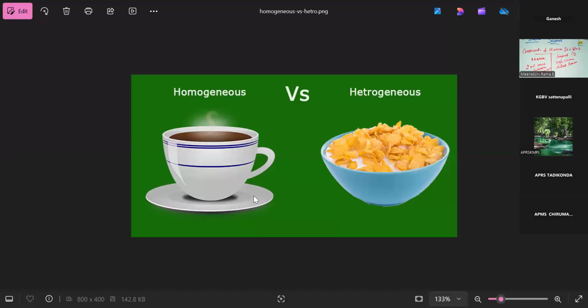There are two types of mixtures: homogeneous and heterogeneous. Homogeneous means the material is completely dissolved, and we can't separate the components. In a heterogeneous mixture, the components can be easily separated. This is the main property of homogeneous and heterogeneous mixtures. A homogeneous mixture means true solution and alloy. A heterogeneous mixture means suspension and colloid. Okay.